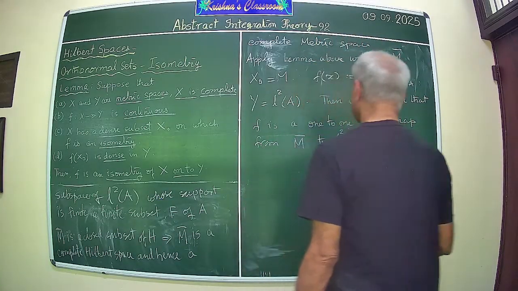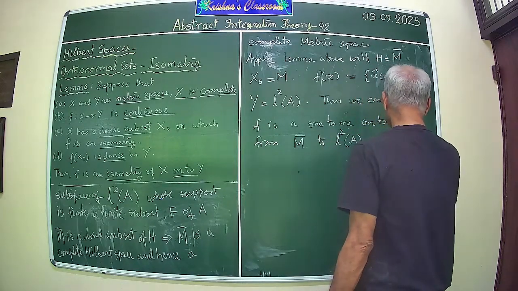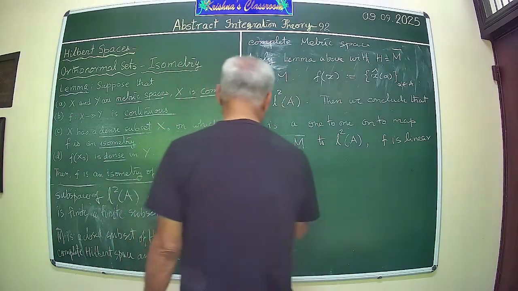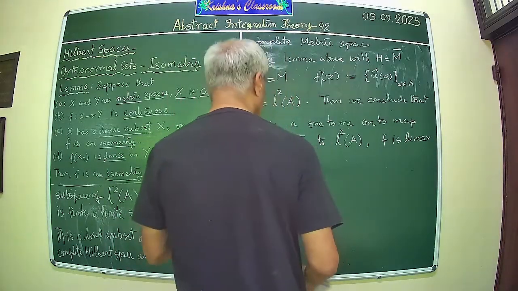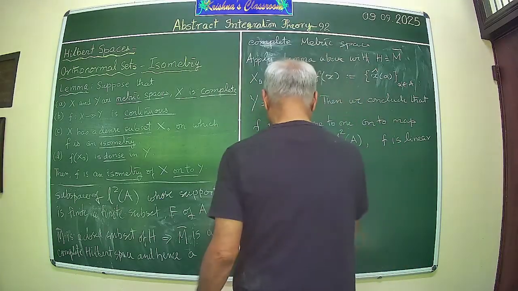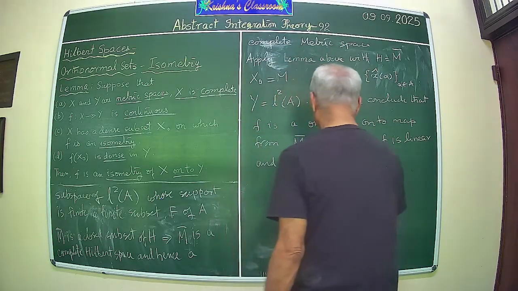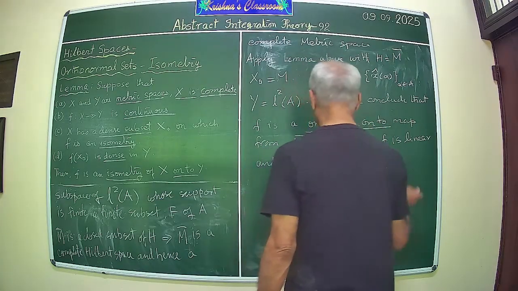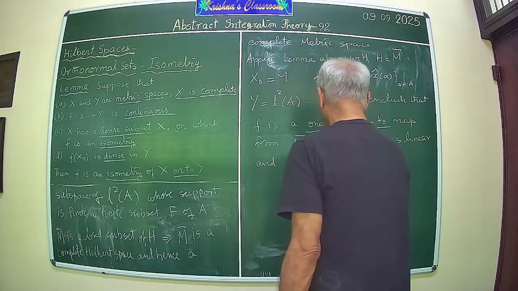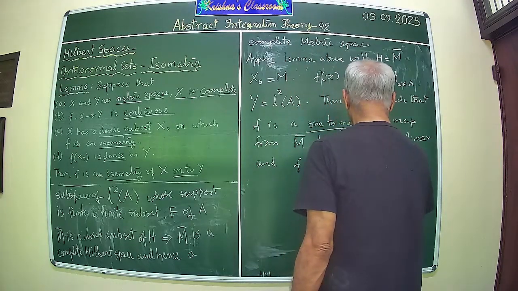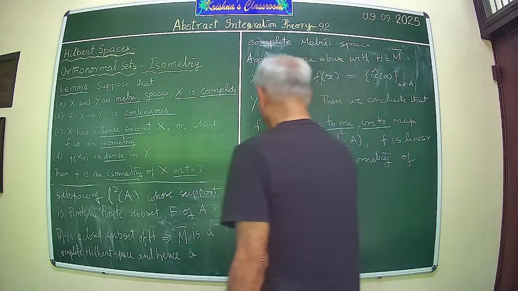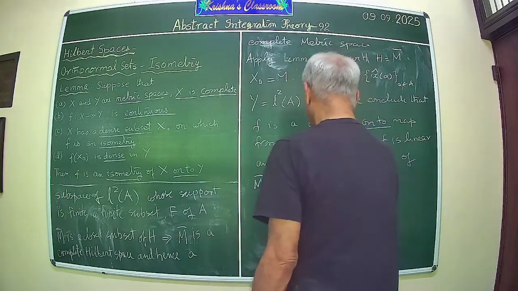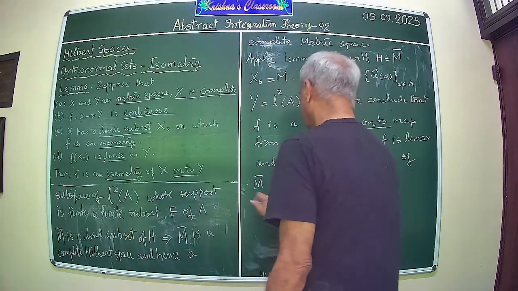F is linear and F is onto. Already F is an isometry onto. This is merely the application of this here.